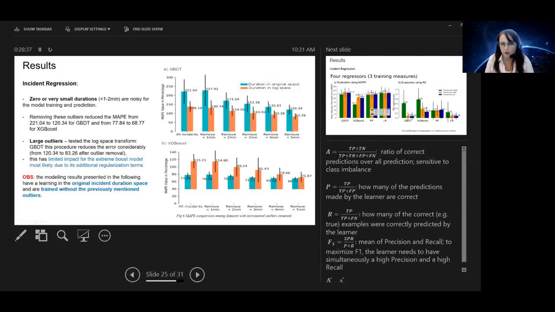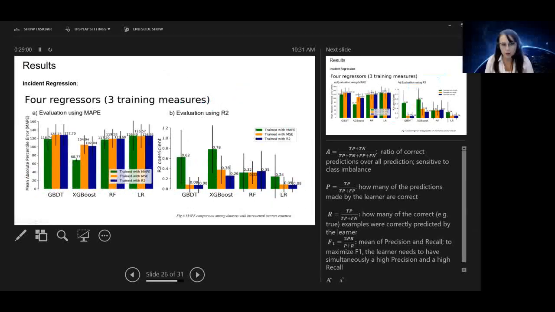So we looked at the performance of GBDT and XGBoost when we gradually remove the small incident durations. And indeed, it's a huge performance improvement. So for example, GBDT went from 2 to 1 up to 120. We also did it in the log space and it went up to 83.26. So it's really good. XGBoost performed even better.